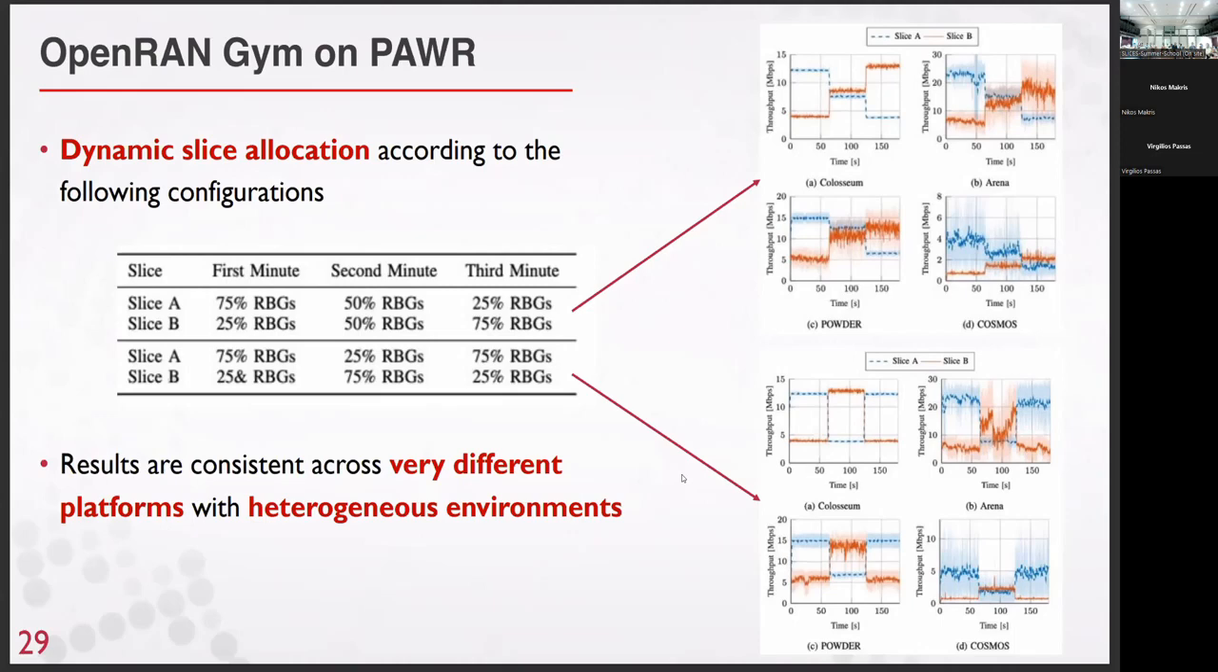Each environment has a little bit of variation in how it executes, but the results are very different across these heterogeneous environments. And these are different techniques. First you have more resources allocated to slice A, then you have equal, then you have more resources allocated to slice B, and then a different deployment scenario happening here. But the idea is that you developed something on one testbed and you were able to test it on multiple ones. That's the main takeaway here.